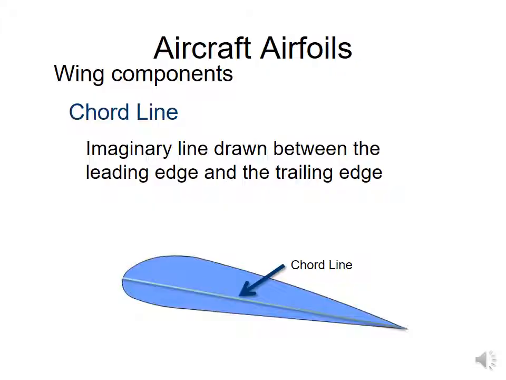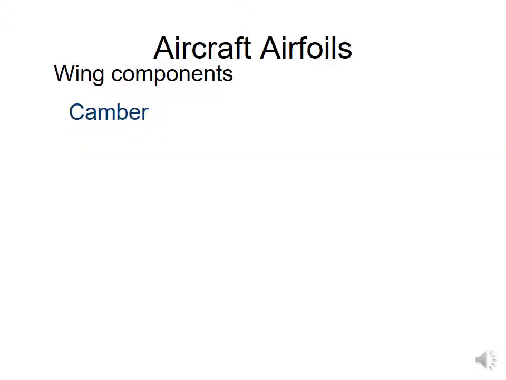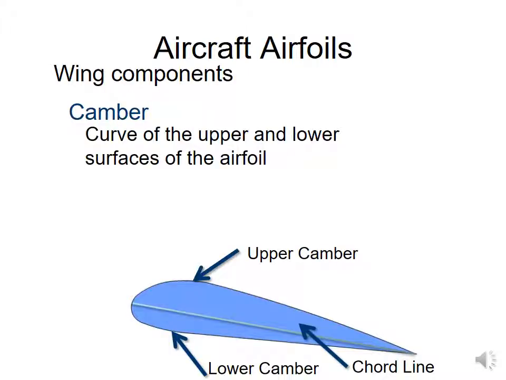Chord line is the straight line between the leading and trailing edge. Note, the chord line may not be on the actual airfoil depending on the shape of the airfoil. The camber is the curve of the surface. We will discuss the upper camber and the lower camber. The mean camber line is positioned at equal distance from the upper and lower camber at each location on the airfoil. So if the airfoil is not symmetrical, the chord line and mean camber line will be different.